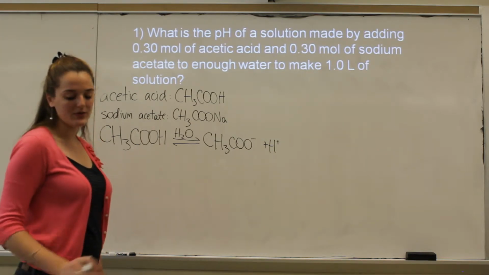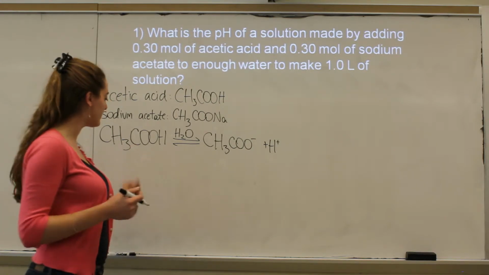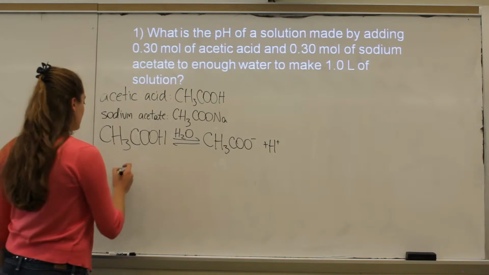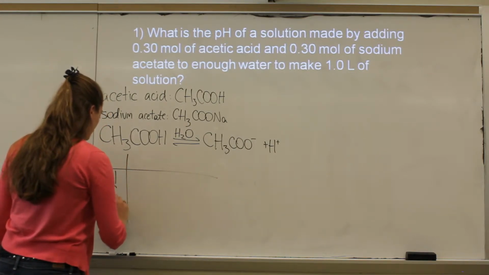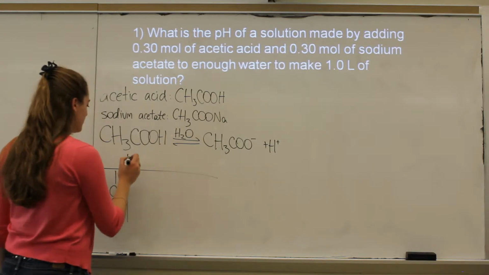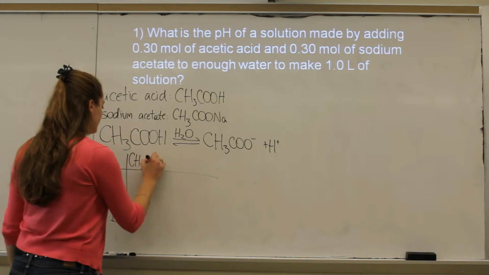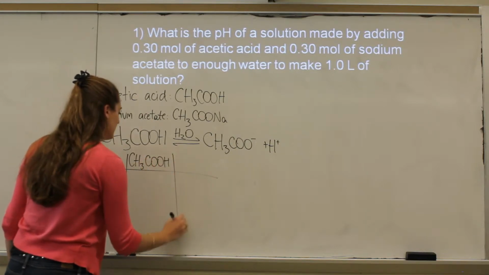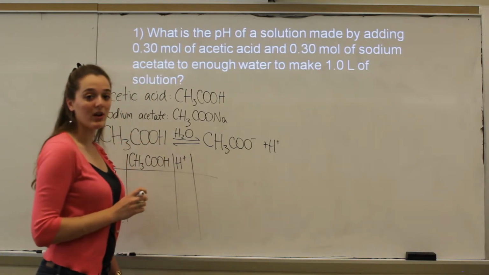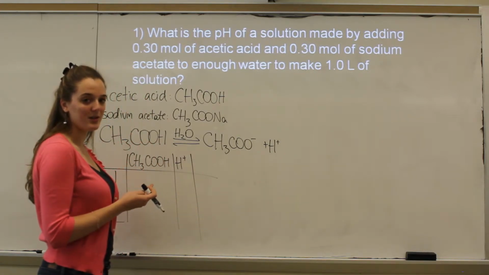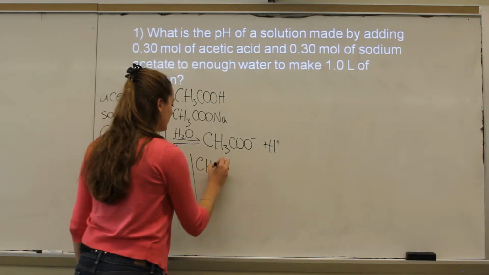So now that we've written this equation, we know what our products are and what our reactants are. This will let us make an ICE table, which you might have done for other problems involving concentration. So we want to find the concentration of the acetic acid, as well as the hydronium ion, because after all, the hydronium ion concentration is what will let us find the pH. And finally, the CH3COO-.